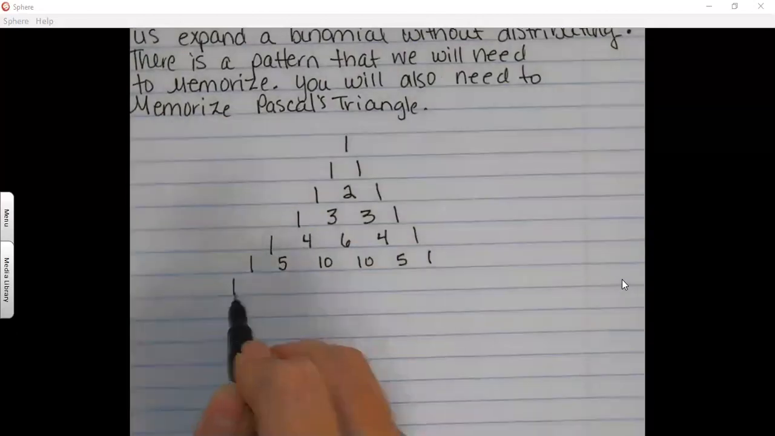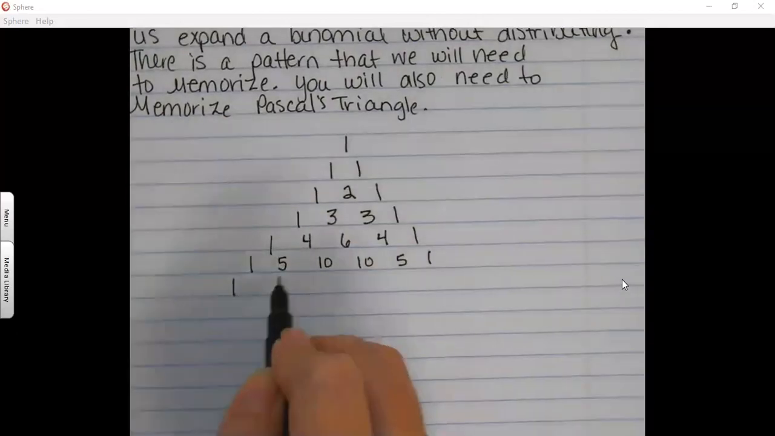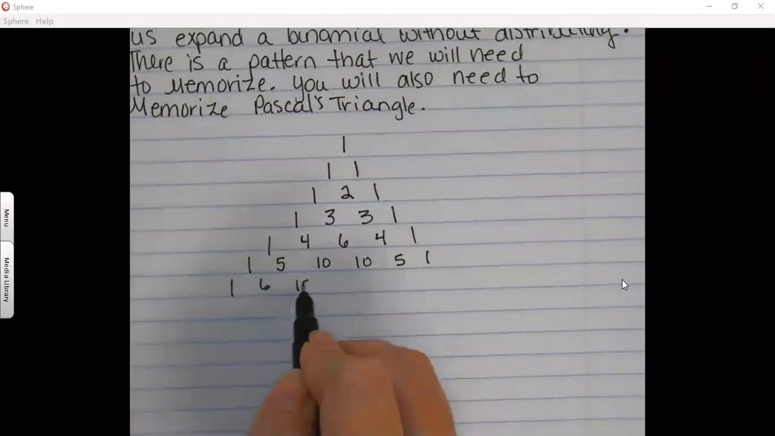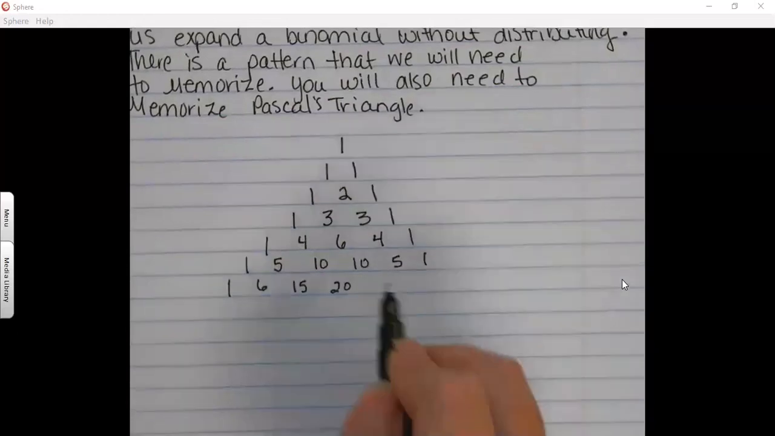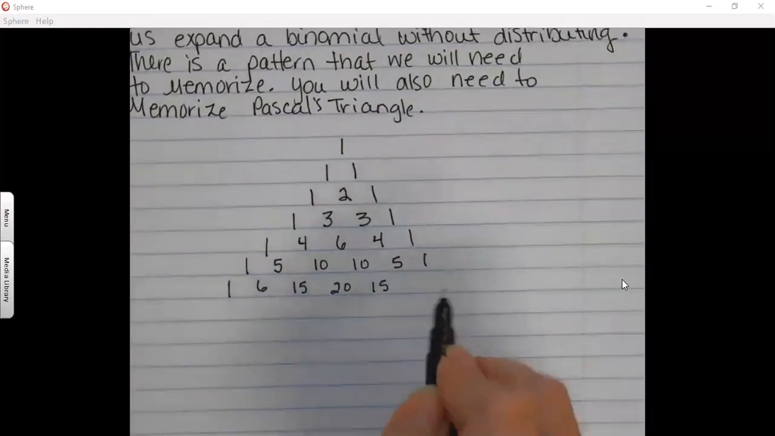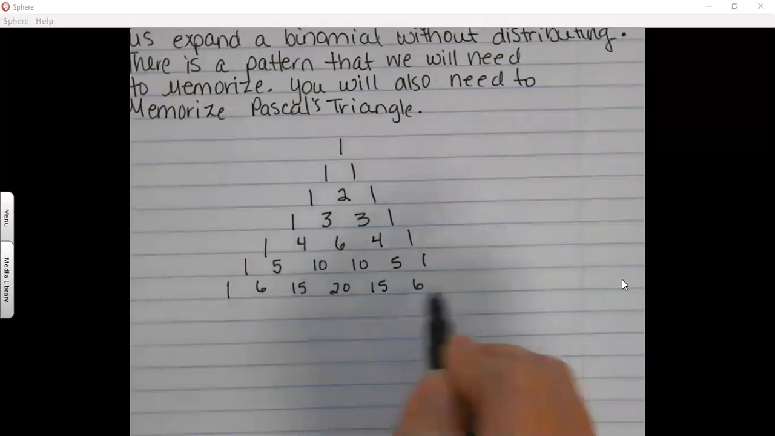Next layer, 1 on the outside. 1 plus 5 is 6. 5 plus 10 is 15. 10 plus 10 is 20. 10 plus 5 is 15. 5 plus 1 is 6. 1 on the outside. Let's do one more layer.